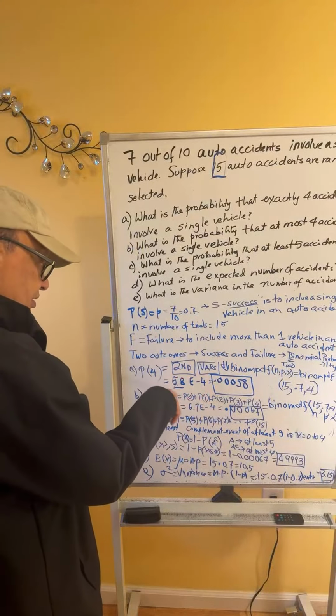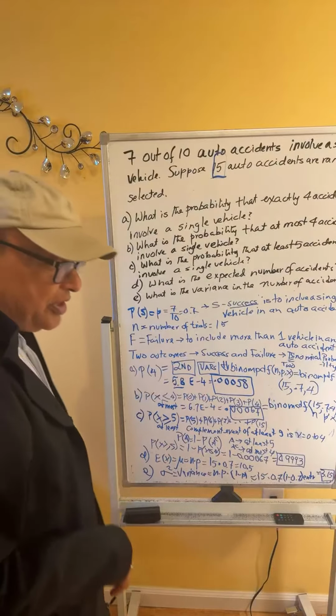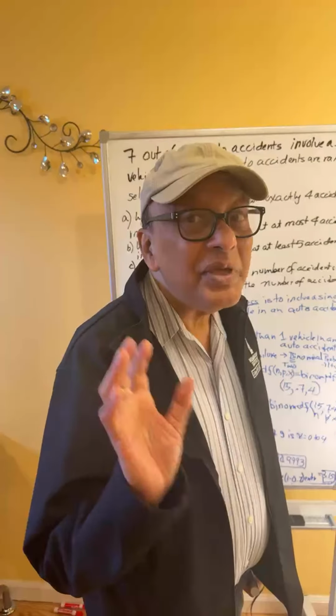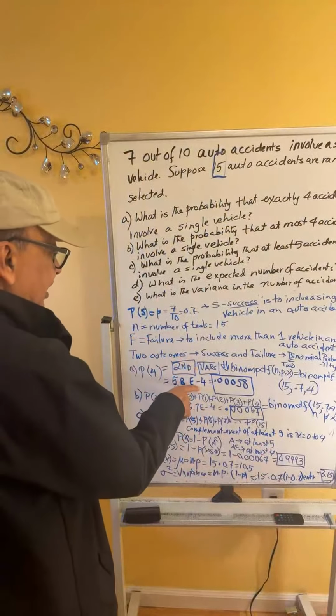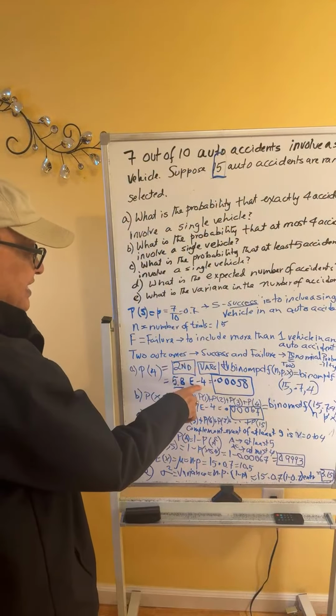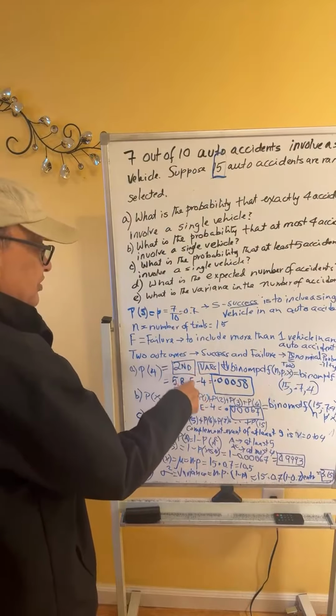Don't get fooled into seeing 5.8. Probability values cannot be greater than 1. So 5.8 is not possible. There has to be some E. Here it is E minus 4. This is important.